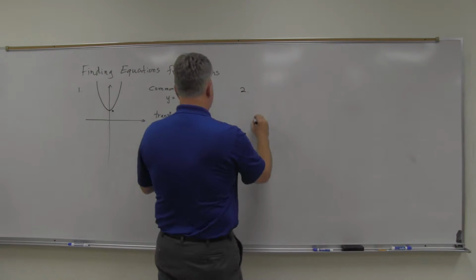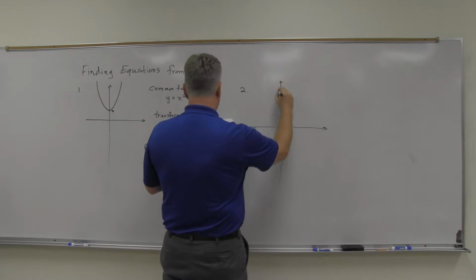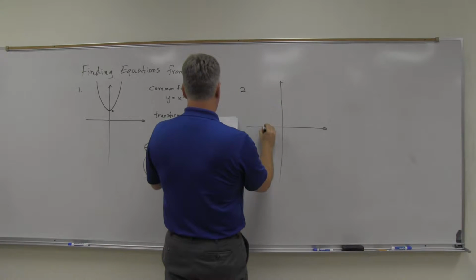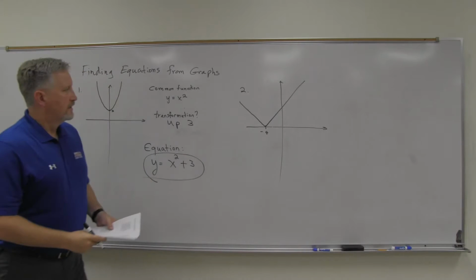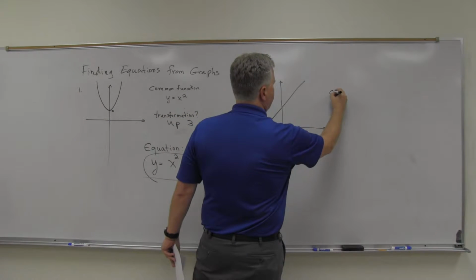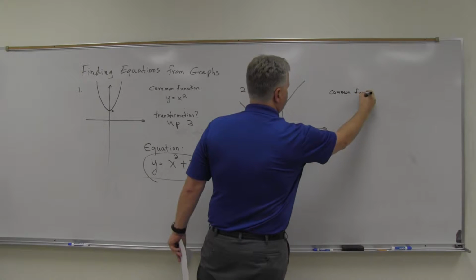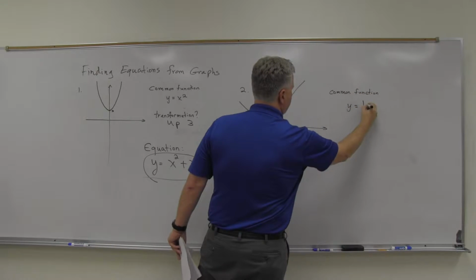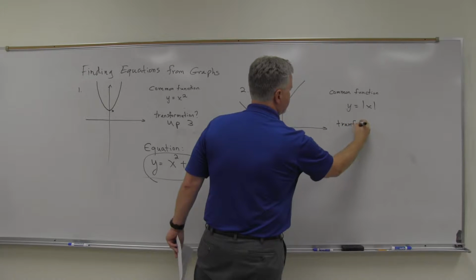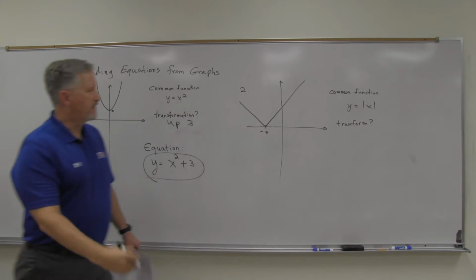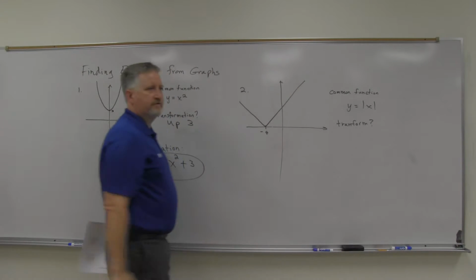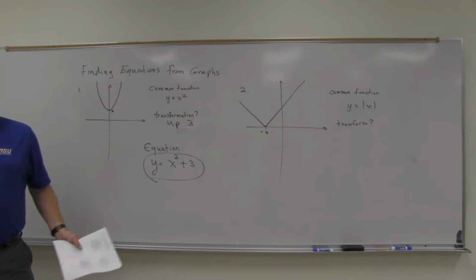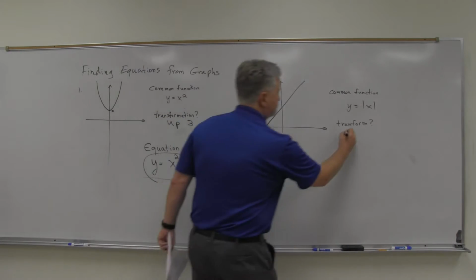Now number 2, we've got a different function, don't we? We've got the v-shape function. Looks like the corner, the vertex, is over here at -4. The y-intercept's positive 4, but what's the common function here? The absolute value. Absolute value of x. What's the transformation? Well, the absolute value of x has its corner at 0, 0, and now the corner is at -4. That's shifted it 4 to the left, hasn't it?